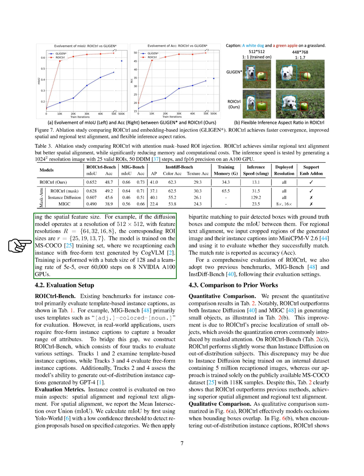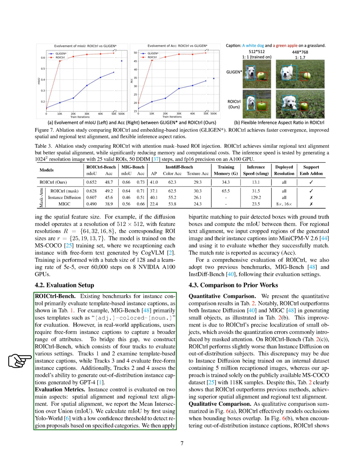Existing benchmarks mainly focus on template-based instance captions, but we recognize that users need free-form captions for a wider range of attributes. To address this, we designed ROICtrl bench with 4 tracks. The first 2 assess template-based captions, while the last 2 evaluate free-form captions, including the model's ability to generate out-of-distribution captions using GPT-4. We evaluate instance control based on 2 main criteria: spatial alignment and regional text alignment.